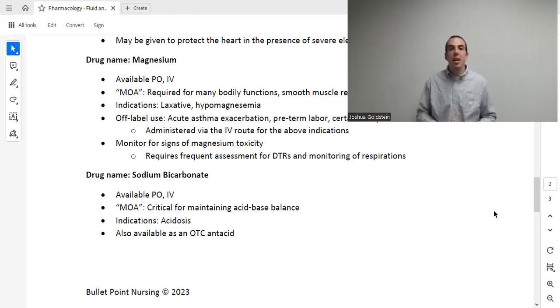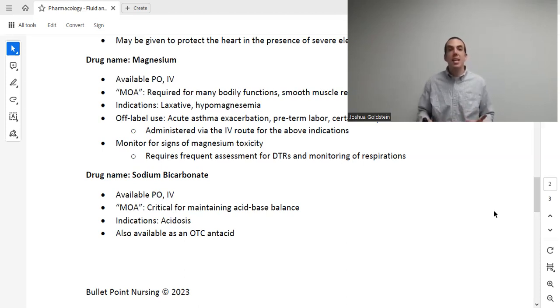Finally, we have sodium bicarbonate, and sodium bicarbonate is, again, available PO and IV, just like everything that we talked about so far. What is it used for in the body? Its mechanism of action is primarily related to maintaining an acid-base balance. When would we give it to a patient? We give it to them for acidosis.